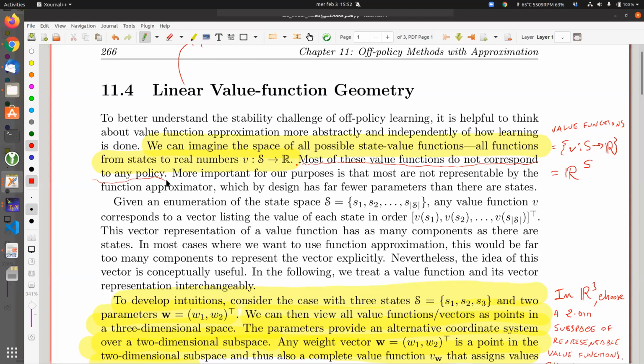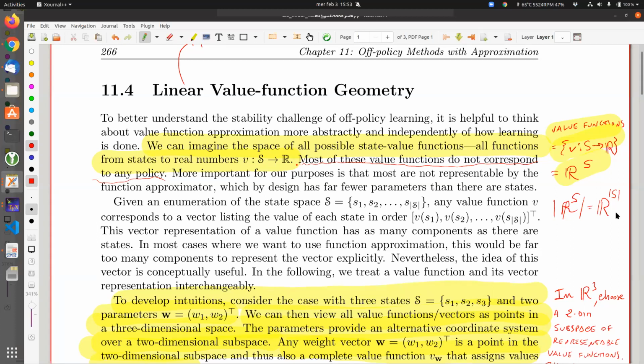And what happens is that we are choosing a linear approximation. That means that in this space of functions, we are choosing a linear subspace given by the parameters, and this linear subspace is of dimension much smaller than the dimension of this function space. The value functions are this kind of function, and of course their cardinality is, for a beautifully chosen notation by mathematicians, R to the power of the dimension of the state space. So it is a very, very big space.